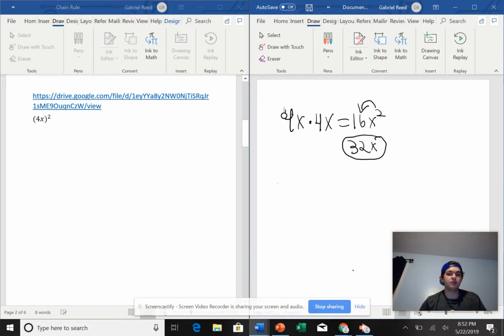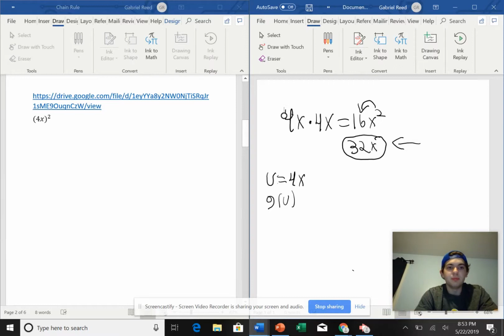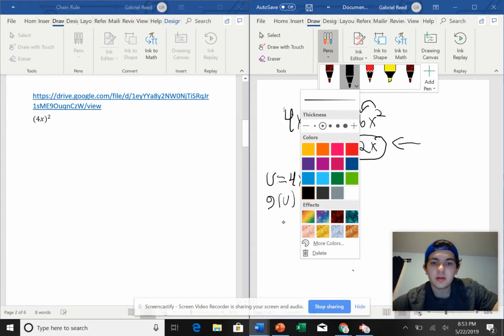But if we're going to use the chain rule, how do we solve this? For the chain rule, you need to find an inner function and an outer function. You then find the derivative of those two values and multiply them together to get your solution. Since we solved this one already and got 32x, we're going to try the chain rule and see if we get that answer. For the inner function, I'm going to call it u. So I'm going to say that u equals 4x.